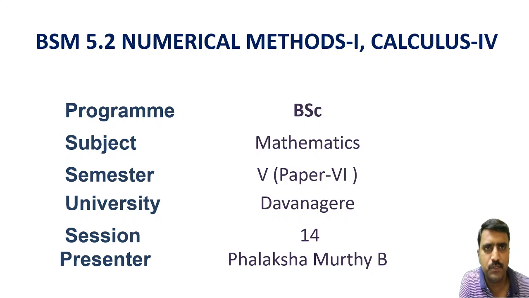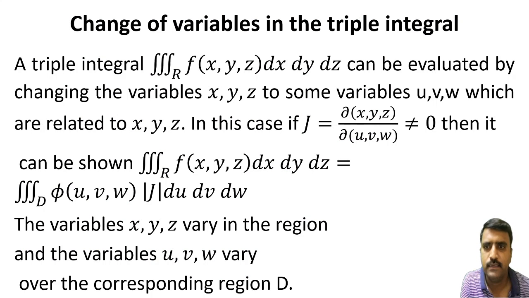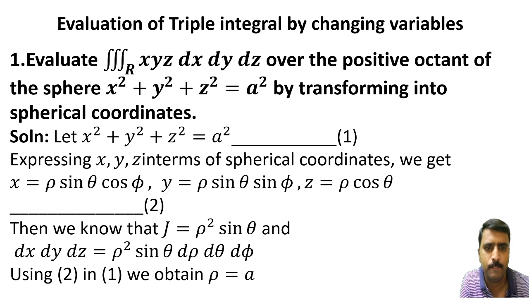Okay, let us see some problems and the corresponding things here. A triple integration of f(x, y, z) dx dy dz can be evaluated by changing x, y, z into some other variables. Here you see this problem: evaluate the triple integral of xyz dx dy dz over the positive octant of the sphere x square plus y square plus z square is equal to a square, by transforming into spherical polar coordinates.